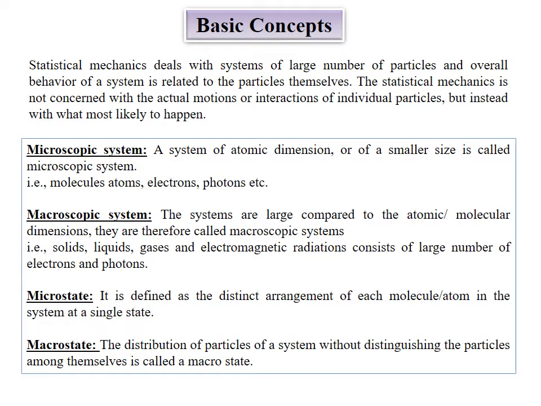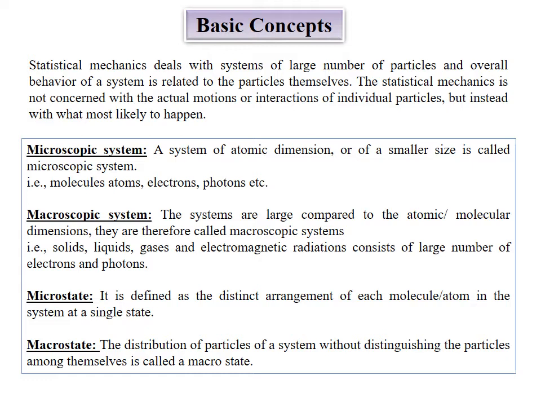Statistical mechanics deals with systems of a large number of particles and the overall behavior of the system related to the particles themselves. Statistical mechanics is not concerned with the actual motions or interactions of individual particles, but instead with what is most likely to happen. There are two types of system, the microscopic system and the macroscopic system.